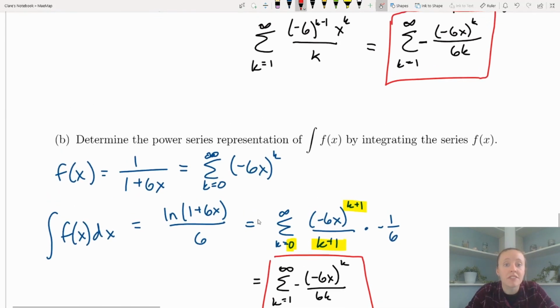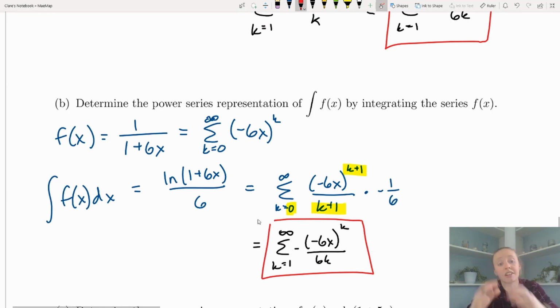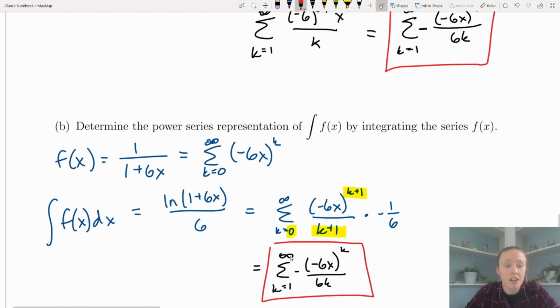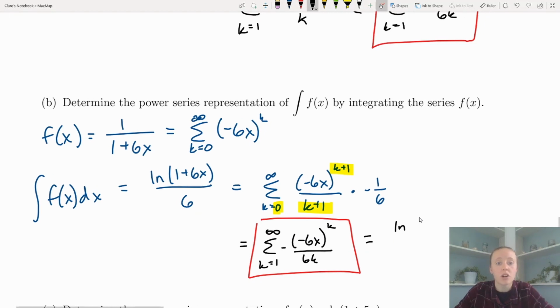The opposite of negative 6x to the k over 6k. Negative 6x to the k over 6k. The same thing as above. Either way of integrating is fine. And remember, this is going to be equal to that integral. So this is equal or equivalent to the ln of 1 plus 6x all over 6.